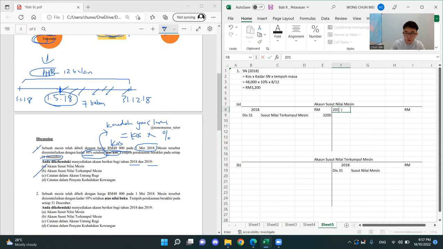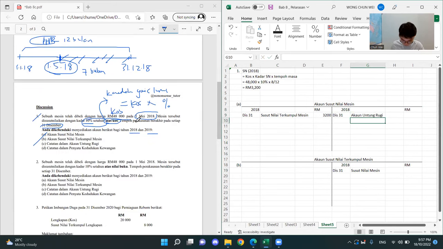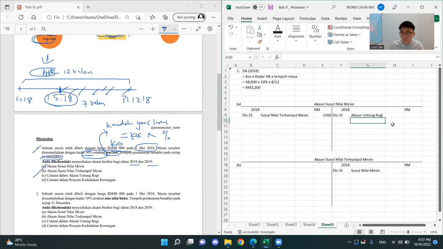Alright. So 2018, December 31st. This one sent to account. Because this is a belanja, you see? Belanja go to account Untung Rugi. Therefore, I'm sending this to Untung Rugi. To close it.